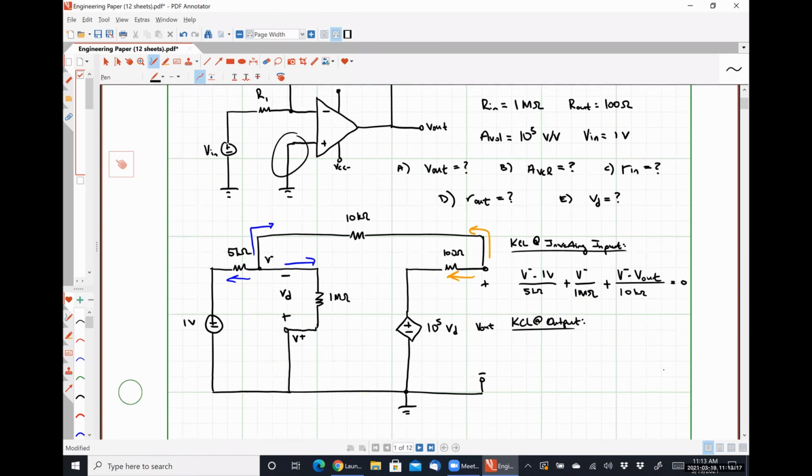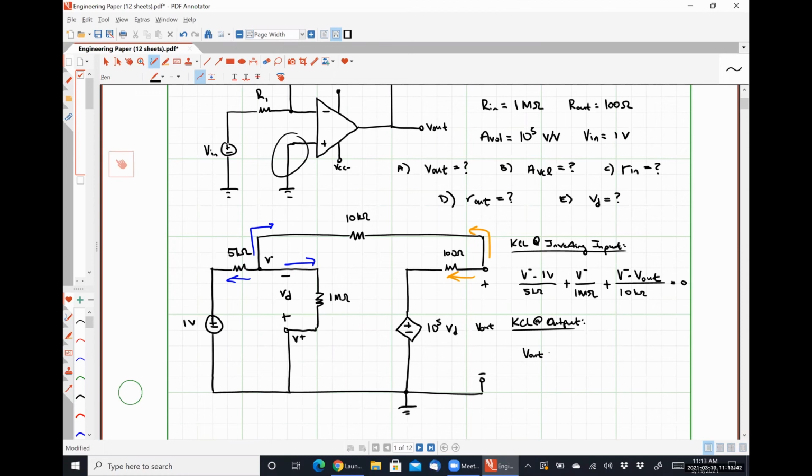And so that's going to look like V out. V out. So minus 10 to the 5 VD. But what's VD going to be in this case?